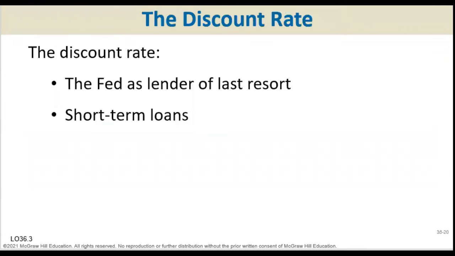The discount rate. As the lender of last resort, the Fed makes short-term loans to commercial banks to cover any unexpected or immediate need of additional funds. And the rate they charge for those overnight loans is called the discount rate.